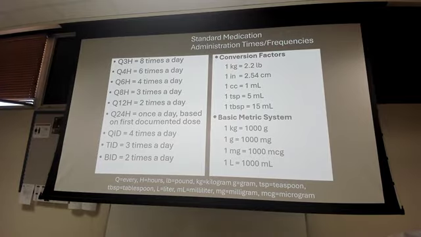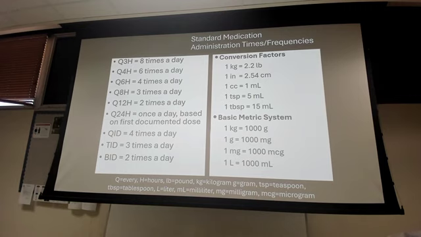When you see Q 3 hours, the Q means every, and 3 indicates how many hours. When we're looking at this on a 24-hour time frame, we'll do 24 divided by 3 hours to get how many times a day they'll be taking this medication. And we'll continue that all the way until 12 hours, 24 hours. When we see QID, we can think of this as quarter in die, so 4 times a day. TID will be 3 times a day. BID will be twice a day. And then we have the conversion factors.